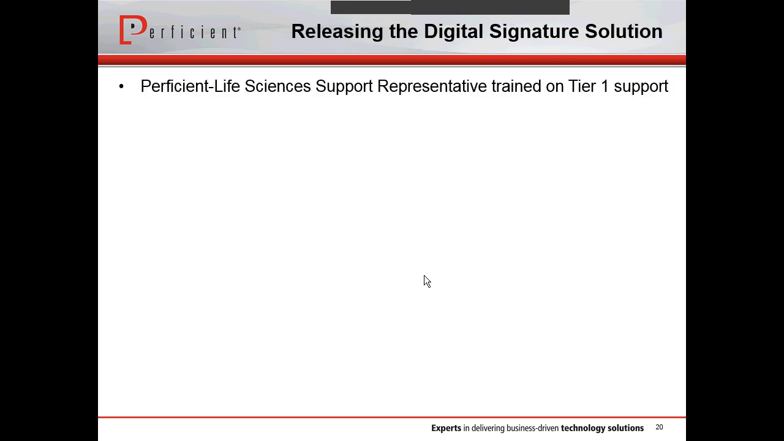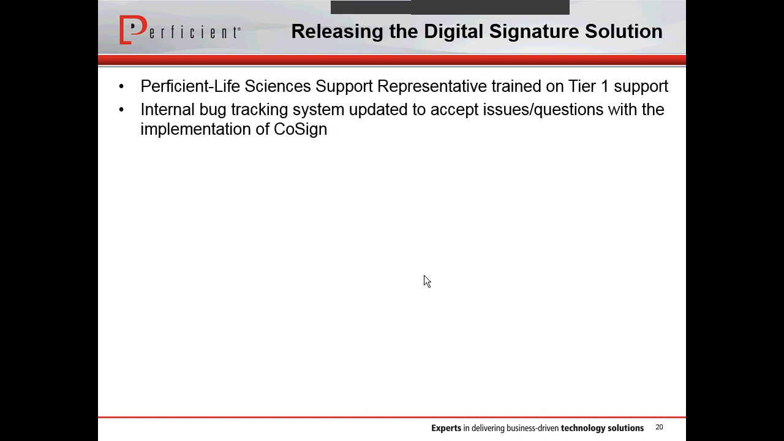And then it was time to release the digital signature solution. We had trained a group of Tier 1 support representatives, so when questions came up after releasing the solution, we'd have people available to help with those questions. We also set up an internal bug tracking system, or product within our internal bug tracking system, to accept general issues and questions with the implementation of CoSign and track if we made a mistake or something needed to be updated. We wanted a way to track those things so that we could correct them in the future.